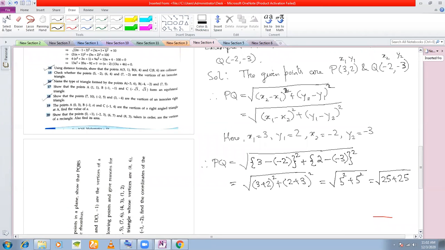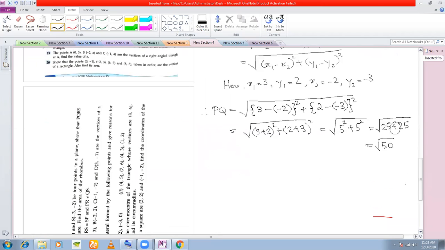You cannot remove the radical because you have a plus sign here. If you had a multiplication sign, then you could have removed the radical. So this becomes root over of 50. And this is a pure surd. You can write it as a mixed surd.